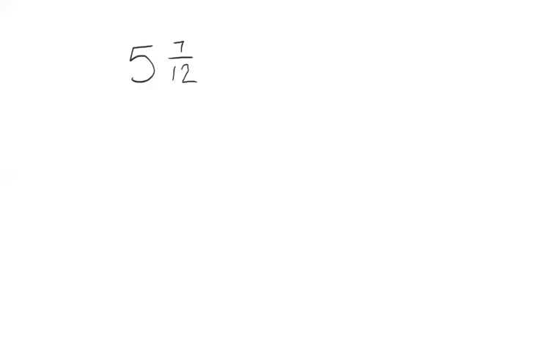I'm going to do one more example. This time we're going to change the mixed number 5 7/12 into an improper fraction. So first I'm going to take the whole number 5 and I'm going to write it as a fraction with a denominator of 12. So that way I can add it to this fraction part when I'm finished. So that means I'm going to add 12/12 5 times.